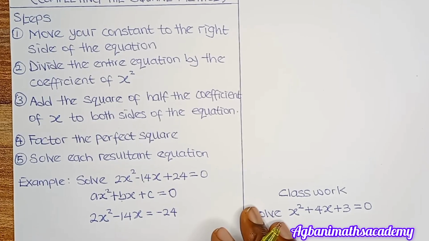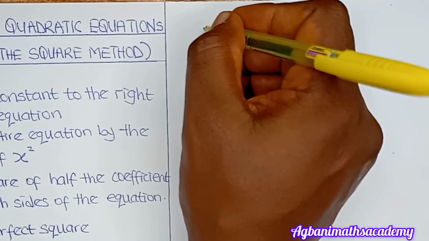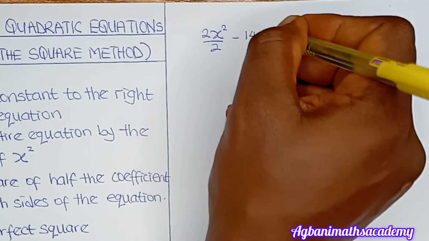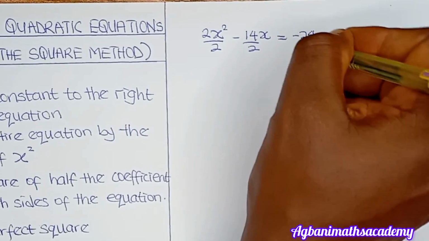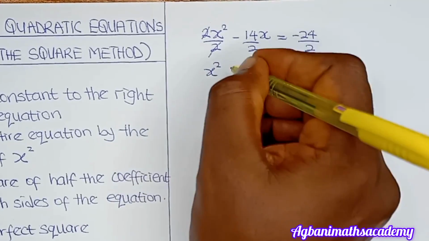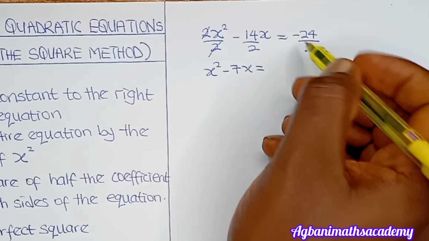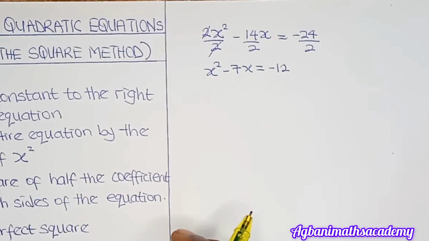The second step is divide the entire equation by the coefficient of x squared. The coefficient of x squared is 2, so we're going to divide through by 2. This will give us 2x squared all over 2 minus 14x all over 2 is equal to minus 24 all over 2. So 2 is going to cancel 2. We have x squared minus 14 divided by 2 will give us 7x is equal to minus 24 divided by 2 will give us minus 12. So we have done the second step.